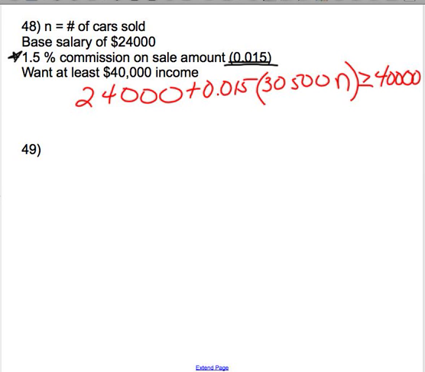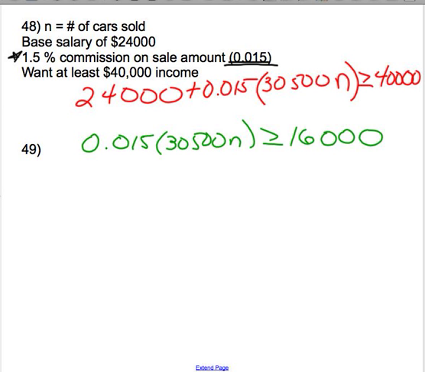So I'll go through and I'll solve that. I'm going to subtract 24,000 from both sides. That's where I'm getting 16 grand from, 40,000 minus 24,000. I'm going to multiply 0.015 times 30,500n, and I'll get 457.5n is greater than or equal to 16,000. I'll divide both sides by the 457.5, and I get n is greater than or equal to 34.97.